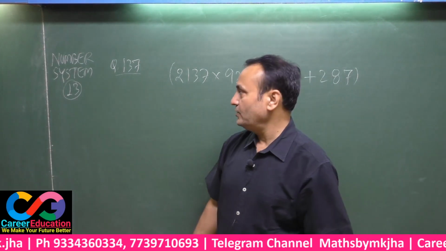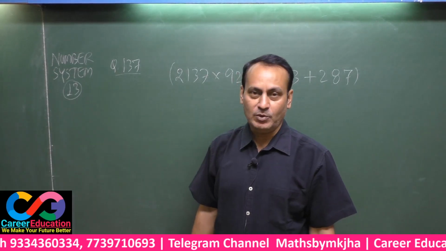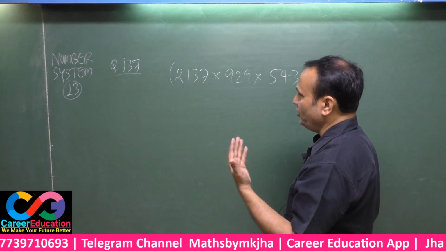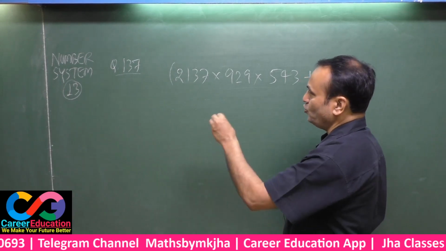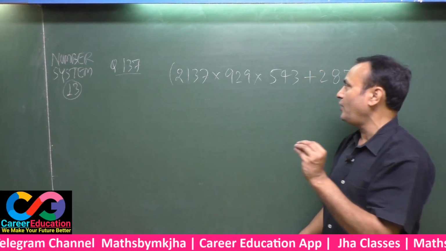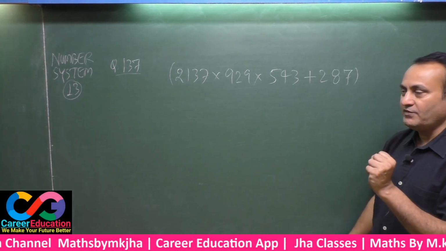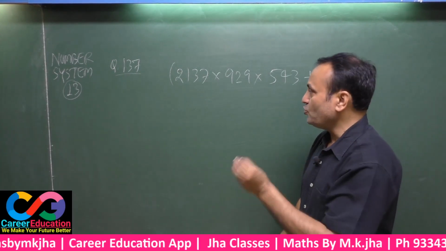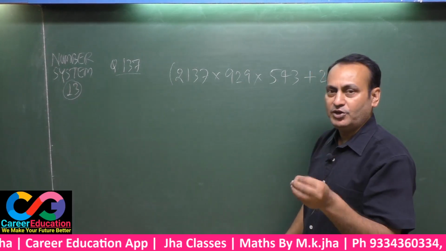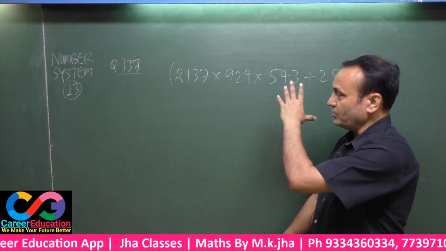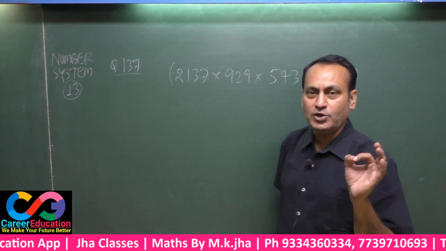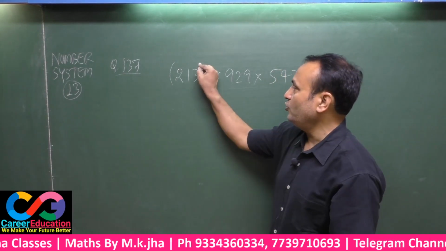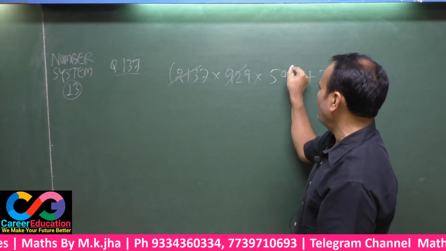Let us start number system class 13, question number 137 onwards. The question is, what will be the unit digit of this product? That means you have to find the unit place of 2137 into 929 into 543 plus 287. Since the question asks for the unit digit, you have to take all the unit digits in the given numbers.